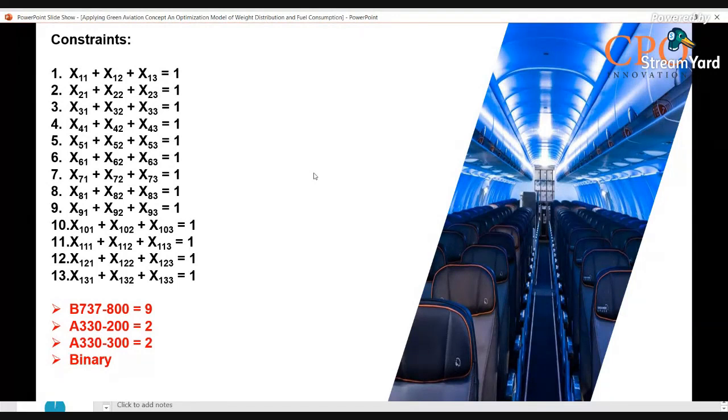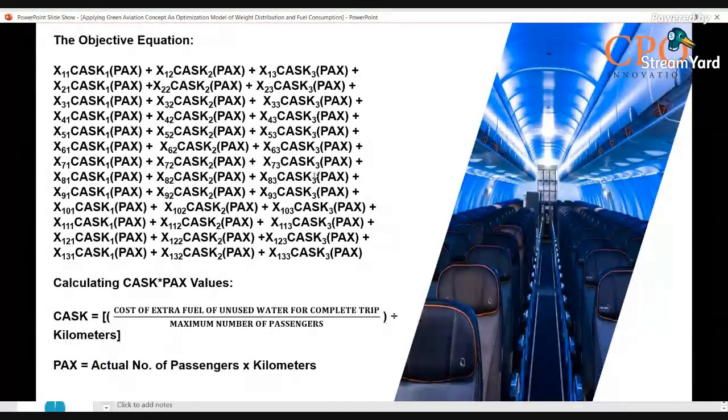Also, Egypt Air has limitations regarding the number of planes. There are 9 Boeing planes, 2 Airbus 200 planes, and 2 Airbus 300 planes. And for sure, our model should be binary. The results should be binary. So here we can discuss the CASK.